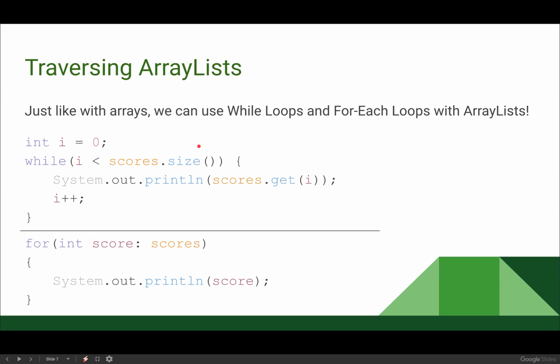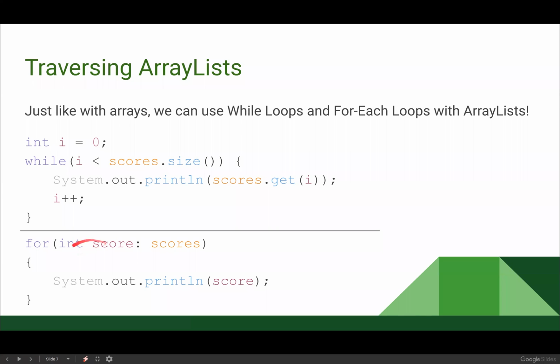And just like with arrays, we can use while loops to traverse through an array list. We can also use a for each loop with an array list. And while loops make the same changes as with a regular array between a while loop with an array and a while loop with an array list. A for each loop looks exactly identical, actually. So we don't need to make any specific changes in a for each loop when we're working with array lists.